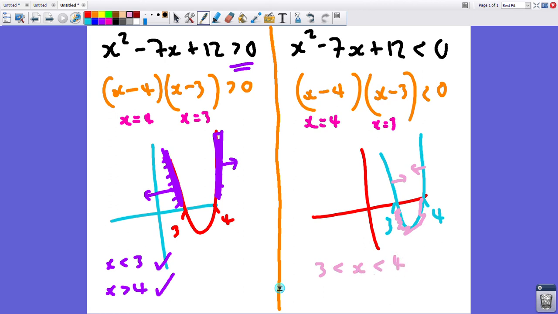So that's our solution to this inequality on the right-hand side, and it makes sense because by looking at the diagram, we have one collective region, therefore we have one collective inequality. And there we go.